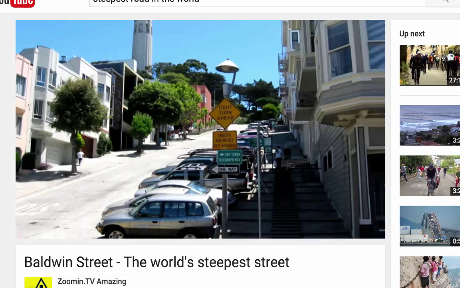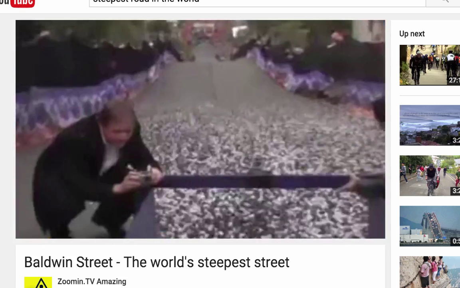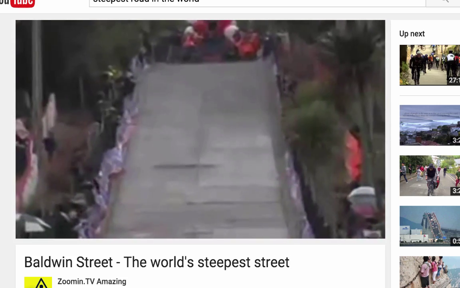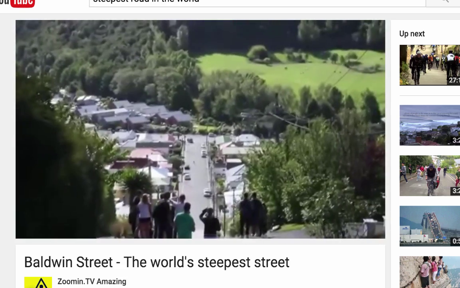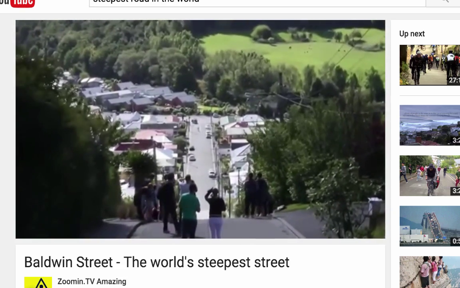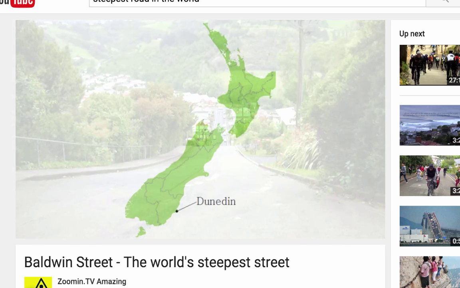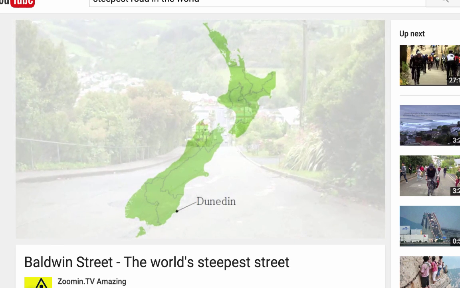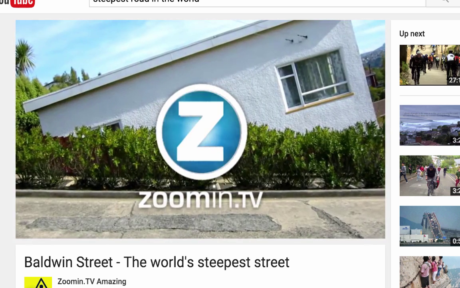San Francisco's steep streets are world famous. But surprisingly, the steepest street in the world is not in the American city. It's across the Pacific Ocean, in a little-known university town called Dunedin, on the South Island of New Zealand.